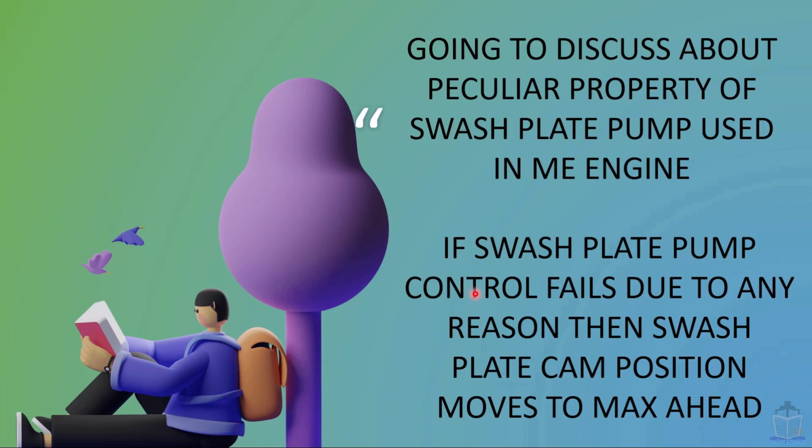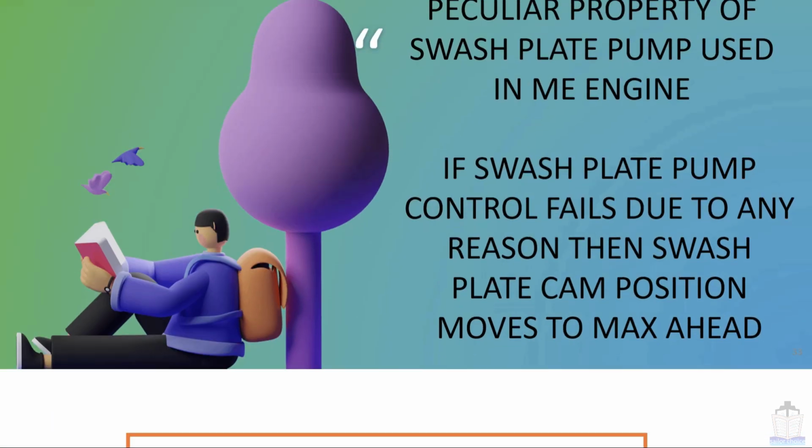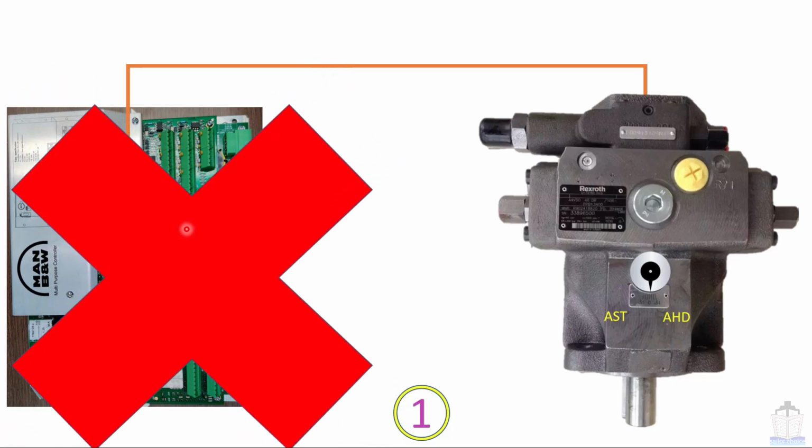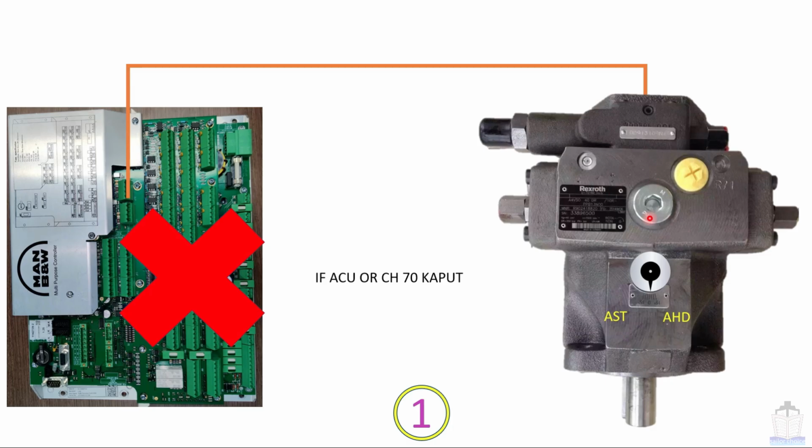If swash plate pump control fails due to any reason, then the swash plate cam position moves to maximum ahead, and this movement is done automatically without any interference from any external source. So let's see. Here I am giving the first example. This is SU1, 2, 3. These engine driven swash plate pumps are controlled by channel number 70. So suppose channel number 70 or the MPC itself gets kaput, then this swash plate cam will shift to the maximum ahead position, like you can see over here.